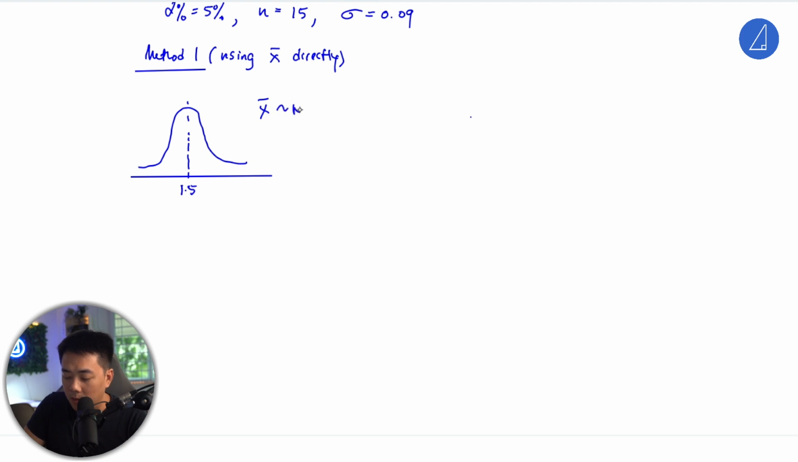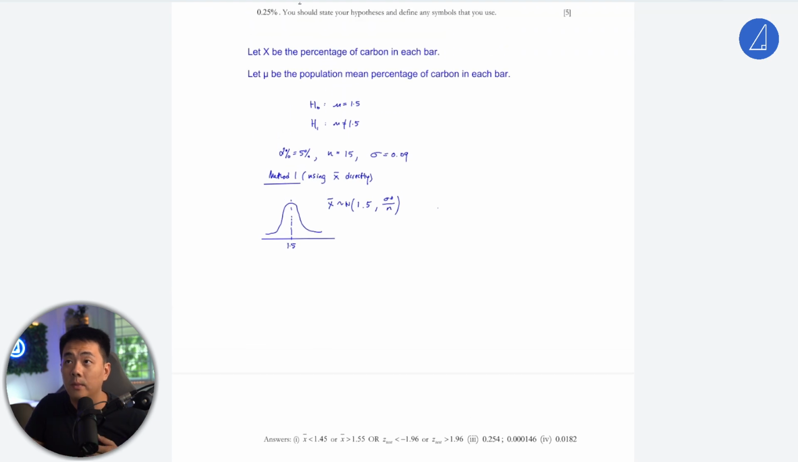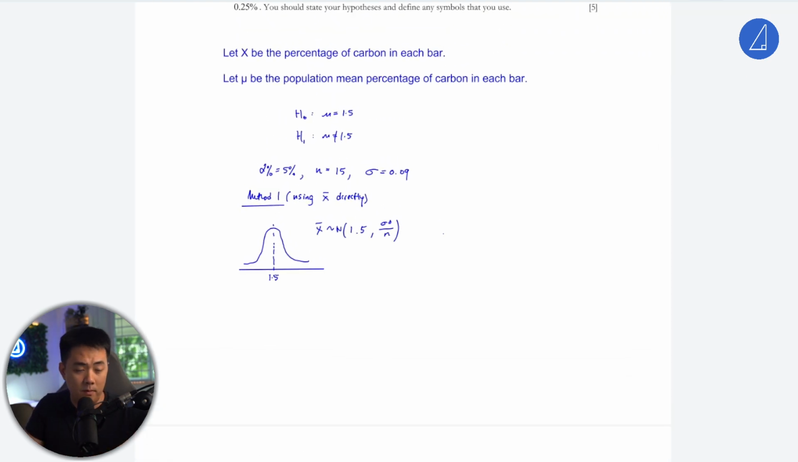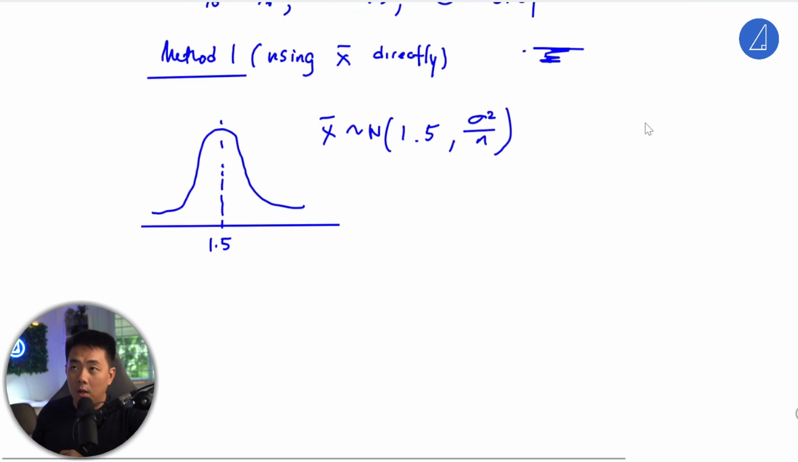So X bar is normally distributed with mean 1.5. Then the variance will be sigma squared over n, because it's a sample of 15, which is actually 0.09 squared over 15. So this is the curve we're looking at.